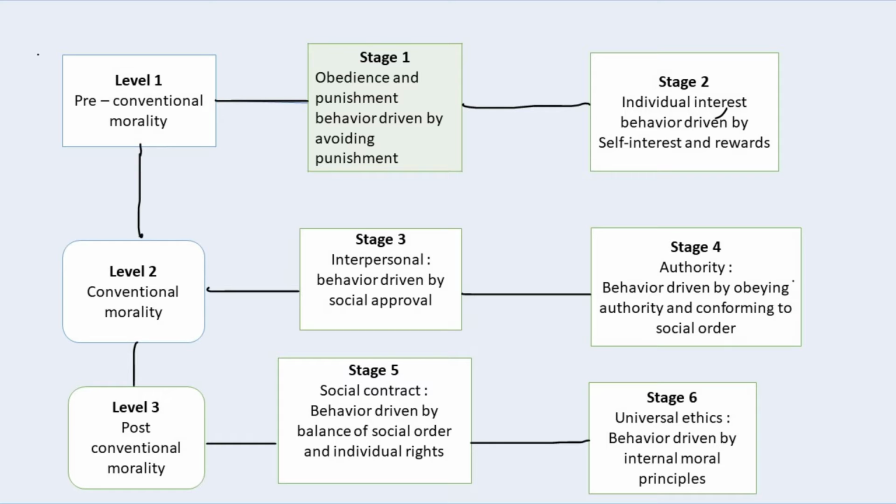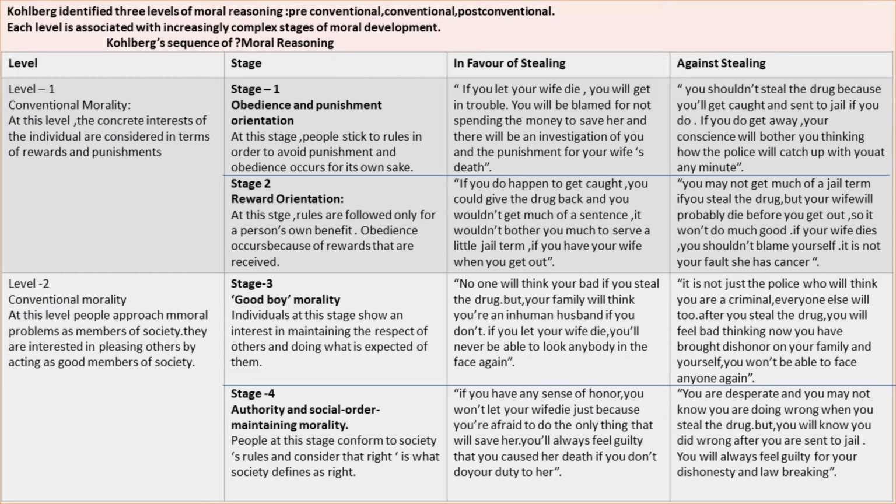Level 3 is post-conventional morality. In that, stage 5 is social contract, behavior driven by balance of social order and individual rights. Stage 6 is universal ethics, behavior driven by internal moral principles. Kohlberg identified three levels of moral reasoning: pre-conventional, conventional, and post-conventional. Each level is associated with increasingly complex stages of moral development.